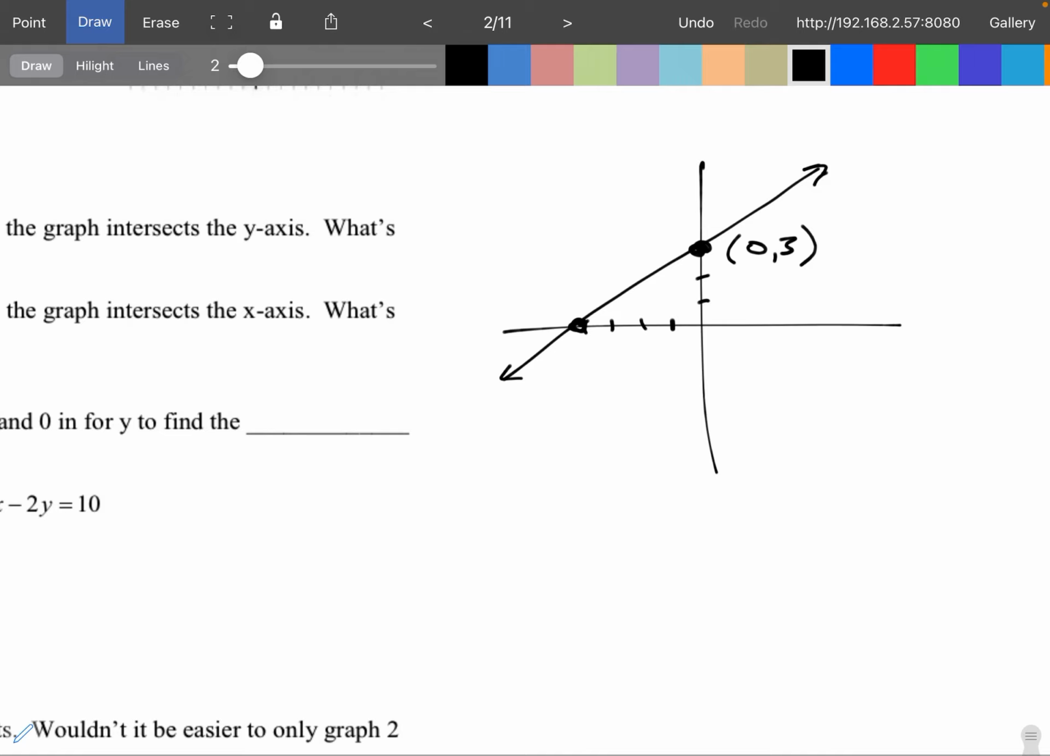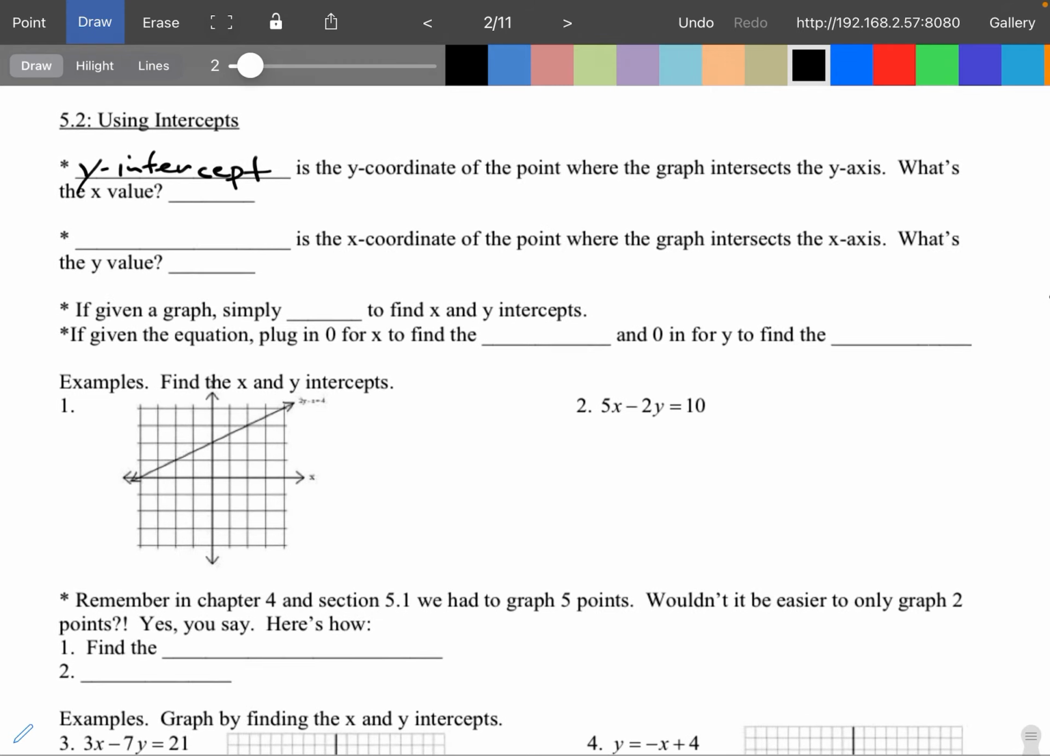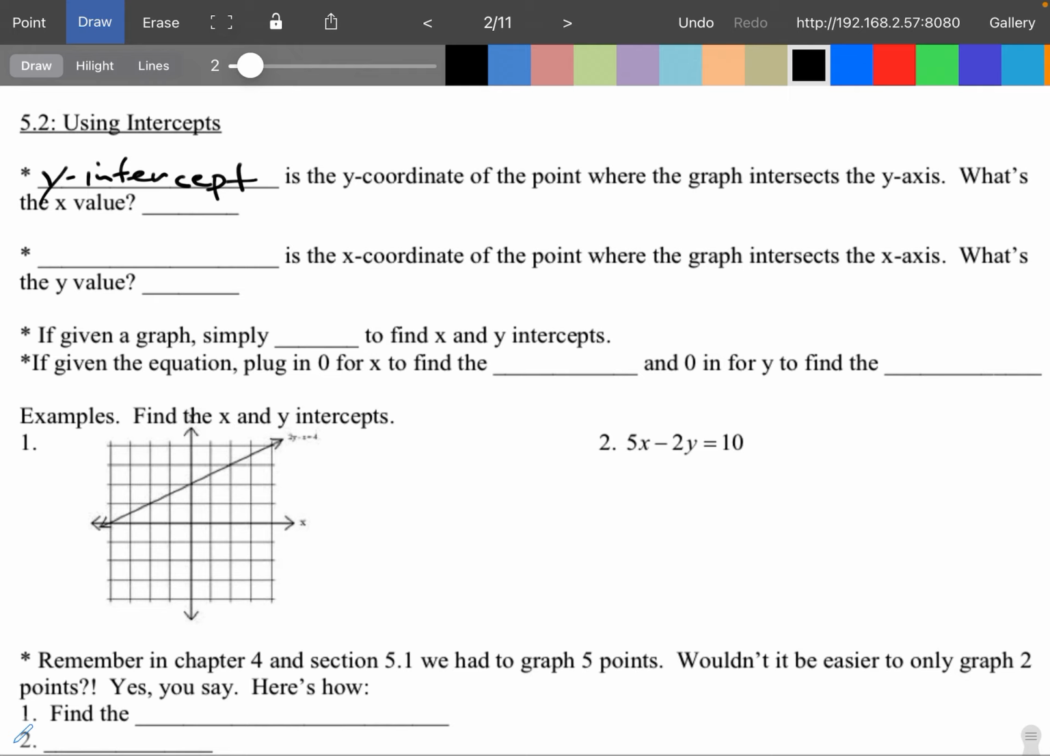And then what's the x-coordinate of that point? What's the x-coordinate of the point I got labeled? 0. So if you're at the y-intercept, you're on the y-axis. So any point on the y-axis will have an x-coordinate of 0. So that's the next blank. It says, what's the x value at that point? That's going to be 0. So in this blank right here, you're going to write in 0.